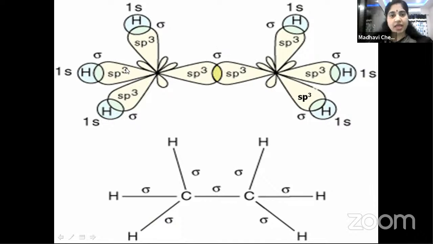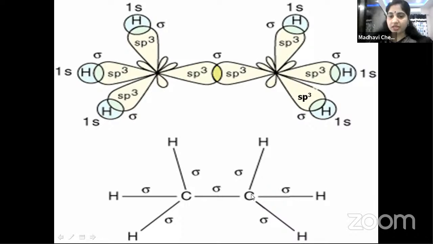Now each carbon has 3 sp3 hybrid orbitals. These 3 sp3 hybrid orbitals overlap with the s orbital of hydrogen, and again pairing takes place and they form CH sigma bonds. So this is the CC sigma bond, because sp3 overlap gives a sigma bond. And when the sp3 hybrid orbital of carbon and the s orbital of hydrogen overlap, it gives another sigma bond, that is the CH sigma bond.